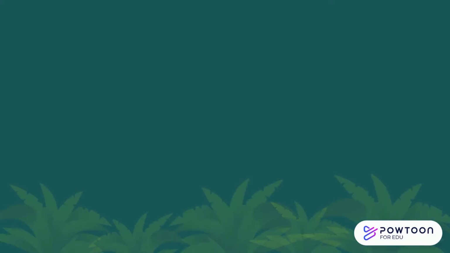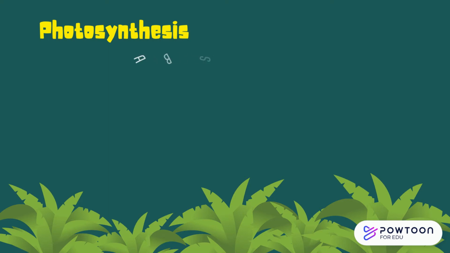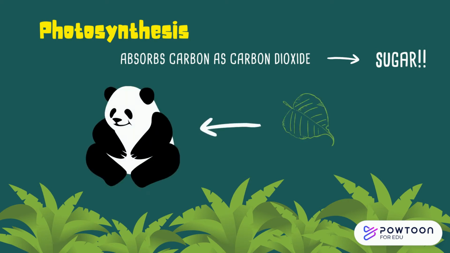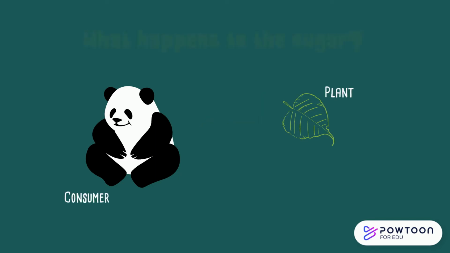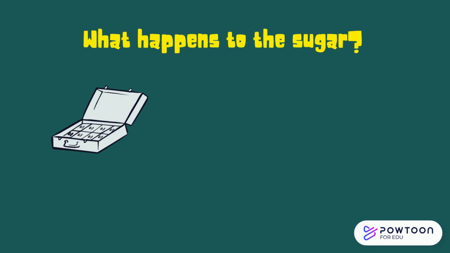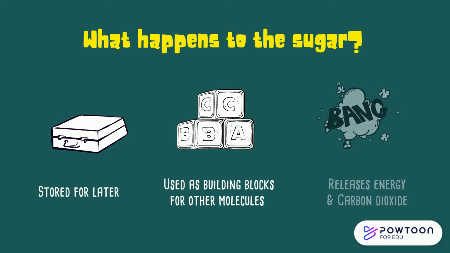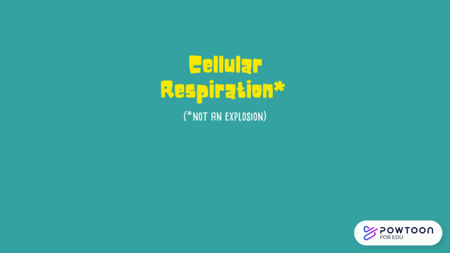In the short term, photosynthesis and cellular respiration take up and release carbon. Plants absorb carbon as carbon dioxide from the atmosphere and make sugar. If the plant is eaten, this sugar, and the carbon, is taken in as well. Whether in plant or consumer, this sugar can be stored, used as building blocks for larger molecules, or broken down to release energy and carbon dioxide in cellular respiration.